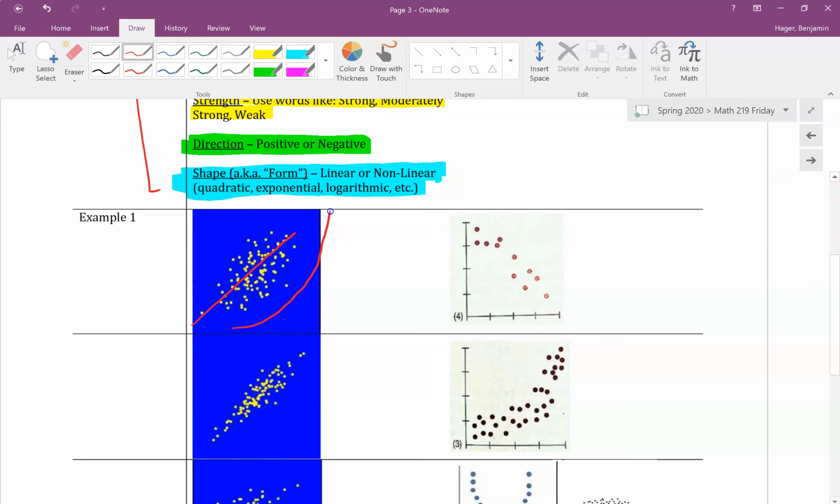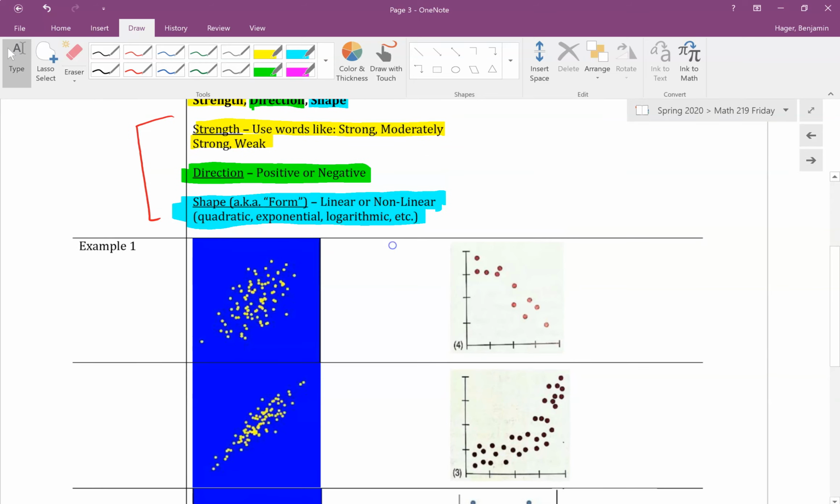It's not that shape, which would be exponential. It's not quadratic. To me, it mostly looks like a line. So I would say that this is either weak or moderate. Your choice. Positive, linear association. I talked about the strength, the direction, and the shape.